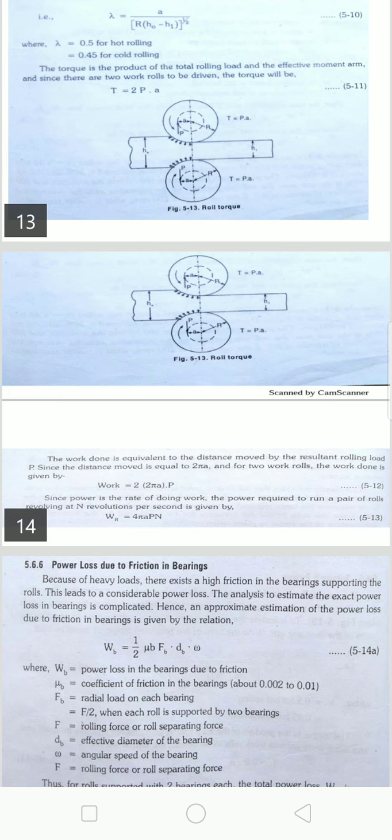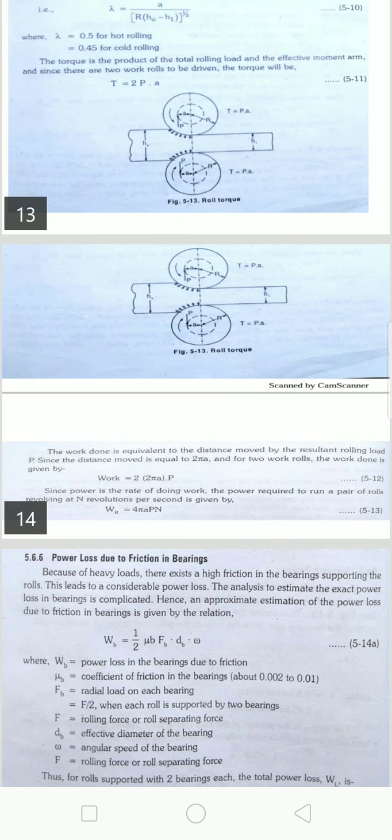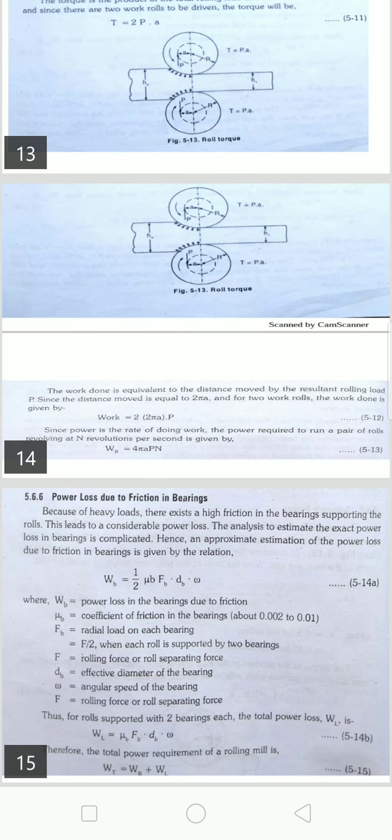Therefore, for a roll supported with two bearings, the total power loss WL is mu B FB dB omega. The total power required is given in equation 5.4. The total power required of a rolling mill Wt is equal to Wr plus Wl, that is, the work done plus the work loss. That is the total power required, given in equation 5.2. So all of these will be taken into account while solving numerical problems.